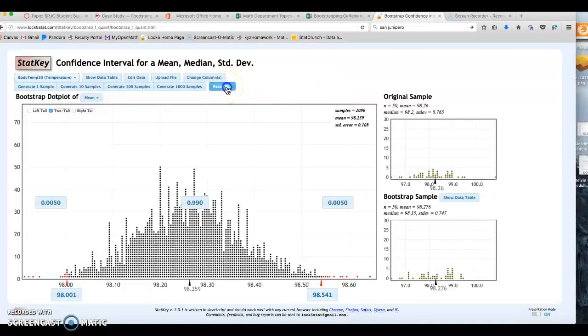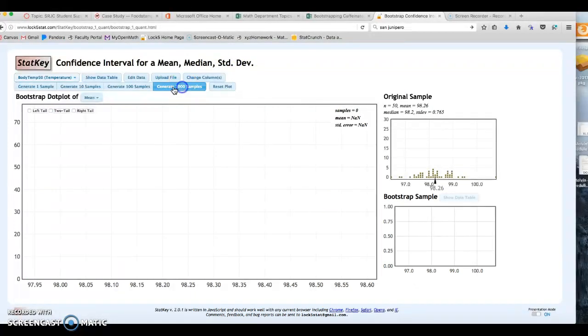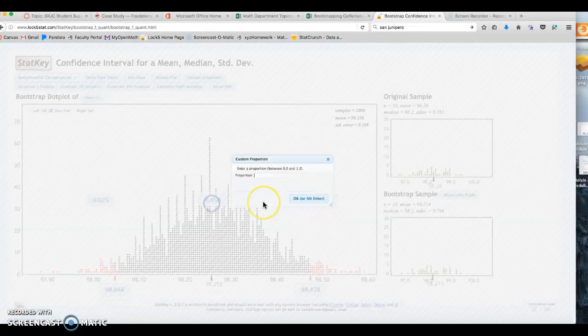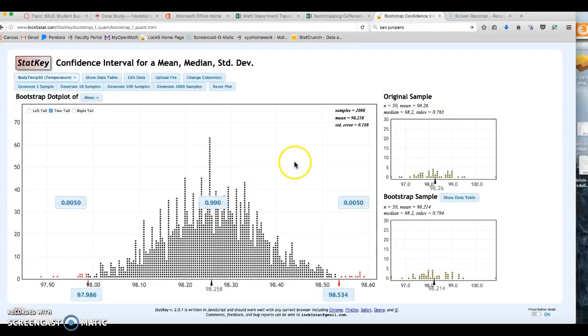So let's restart this. Let's reset the plot and generate another 2,000 samples. So I have another 2,000 Bootstrap samples. Click on two tail, click the center, make that 0.99, and then click OK. And notice right here I have 97.986. Last time this was 98.001, and then 98.534.